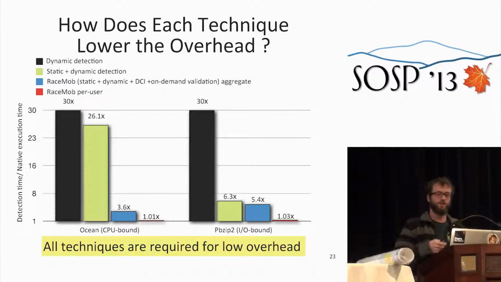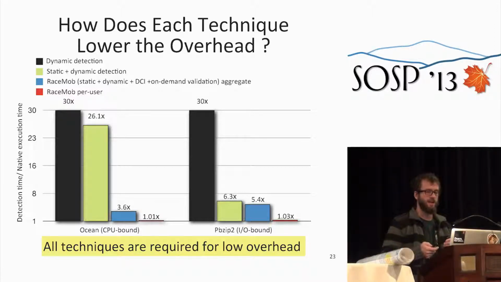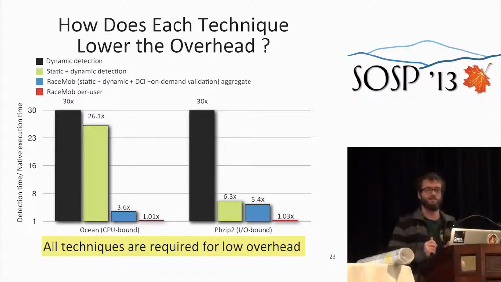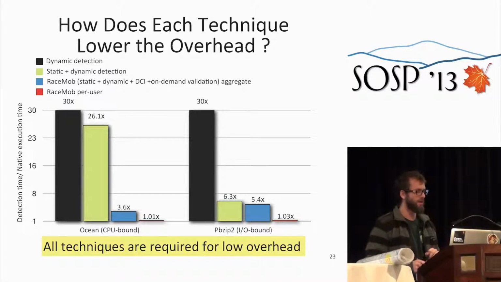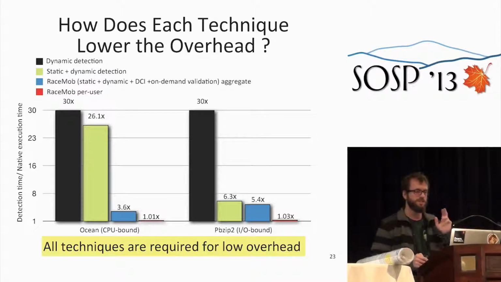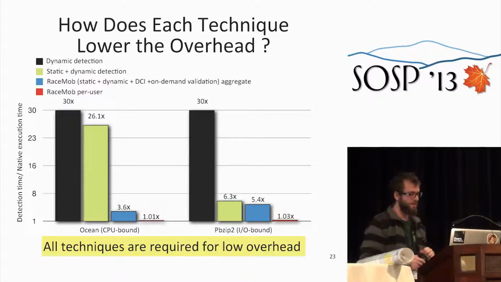This lowered the overhead to 26.1x from 30x in the case of Ocean, and to 6.3x in the case of PBZip2. This improvement is due to static data race detection, which narrows down the set of memory accesses to monitor. Ocean performs intense synchronization, therefore static detection does not help lower the overhead of race detection as much as it does for PBZip, which is not synchronization intensive.